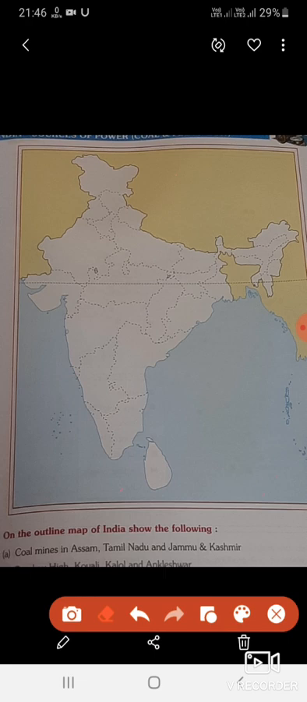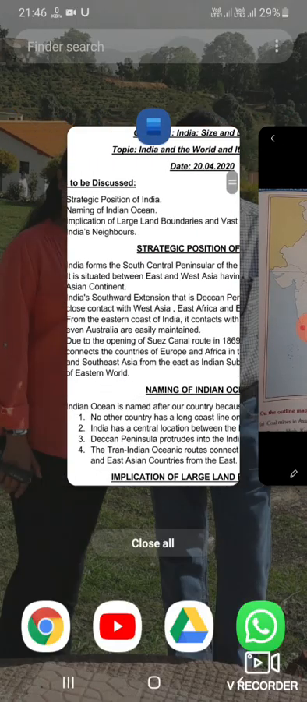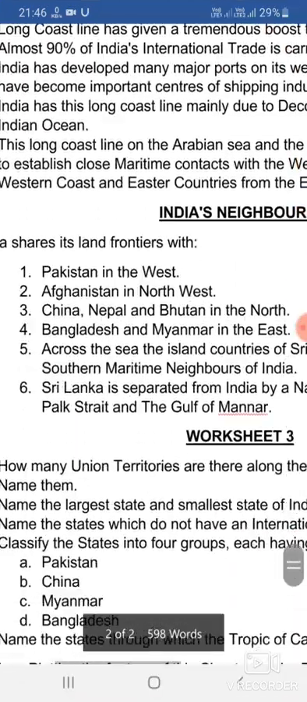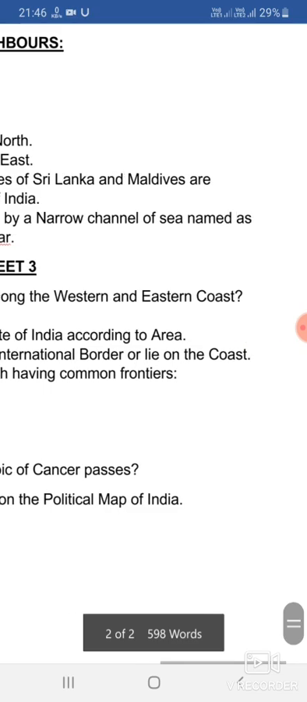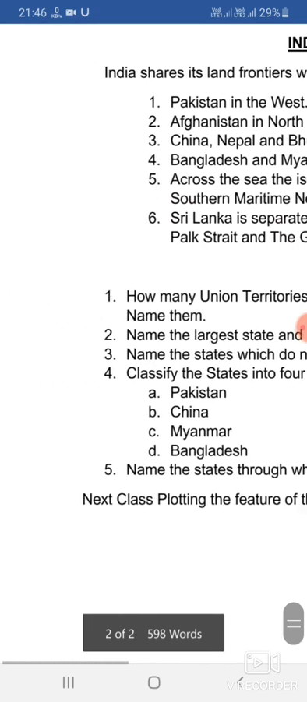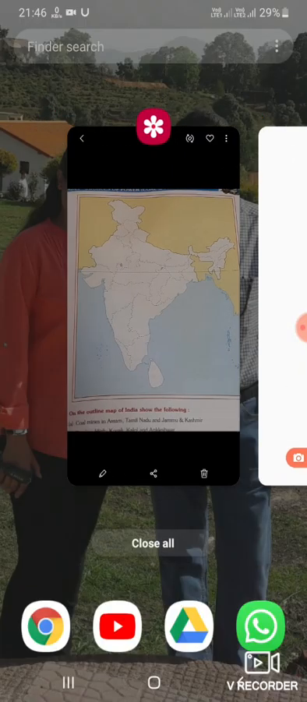Now I am proceeding with some of the questions related to the worksheet that I have given. Number 1, how many union territories are there along the western and the eastern coast? Let me show the India map.